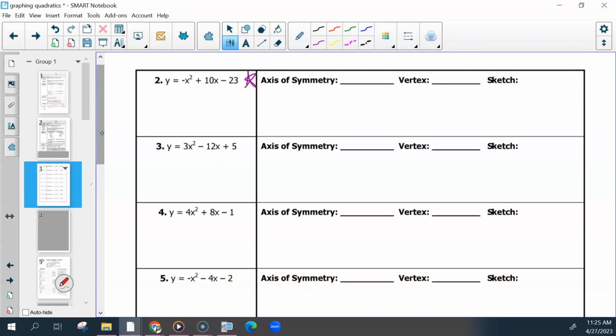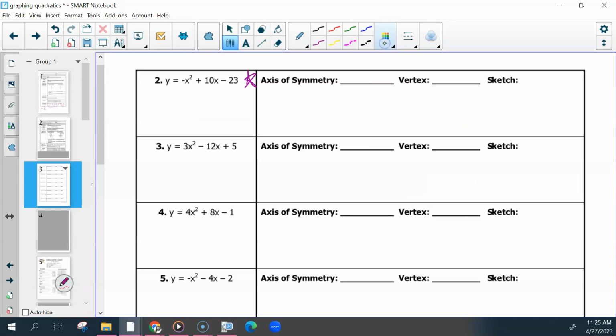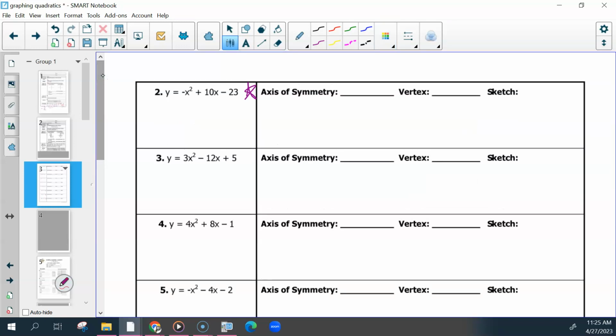We're going to do a few of these examples and then actually go on to graphing. So let's start with number 2. If you want, so you're not flipping back and forth, write your formula up here. X equals negative b over 2a. And then let's do that to find our axis of symmetry for number 2. You can label your A, B, C if you want.